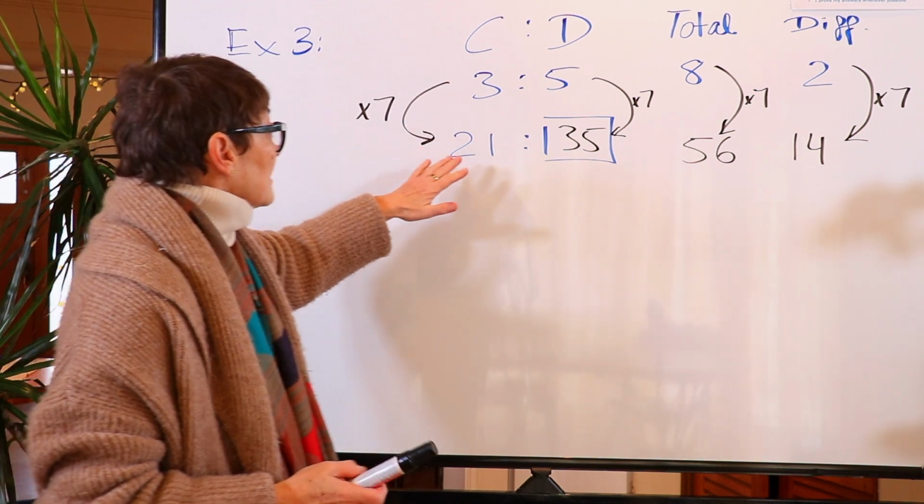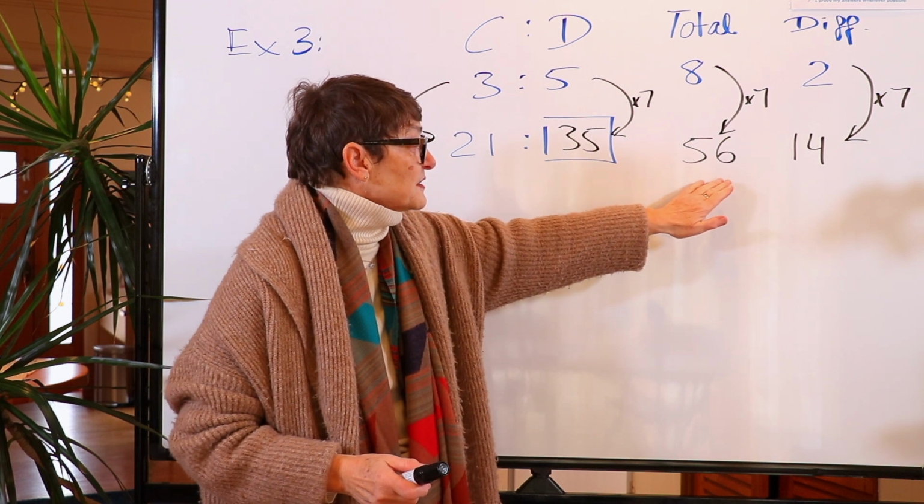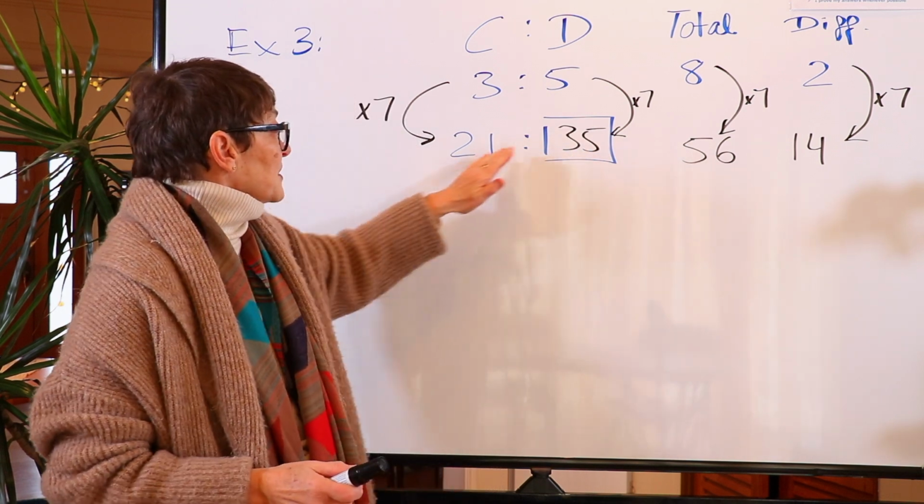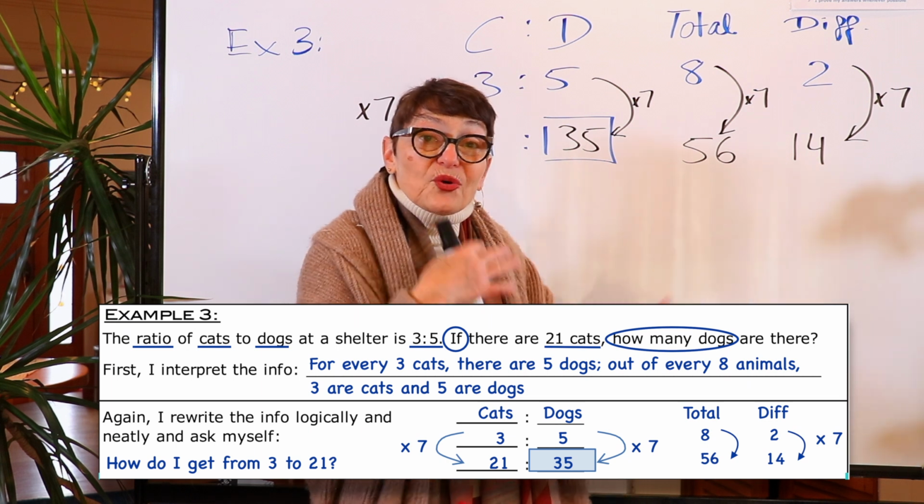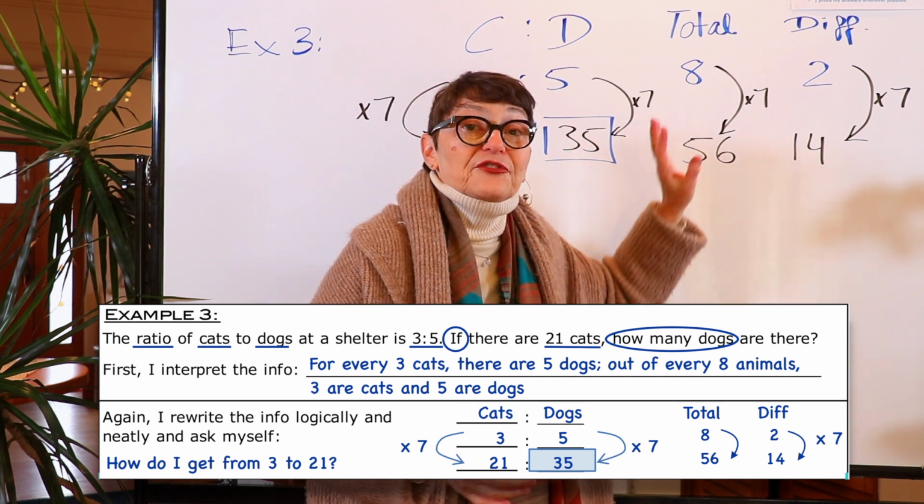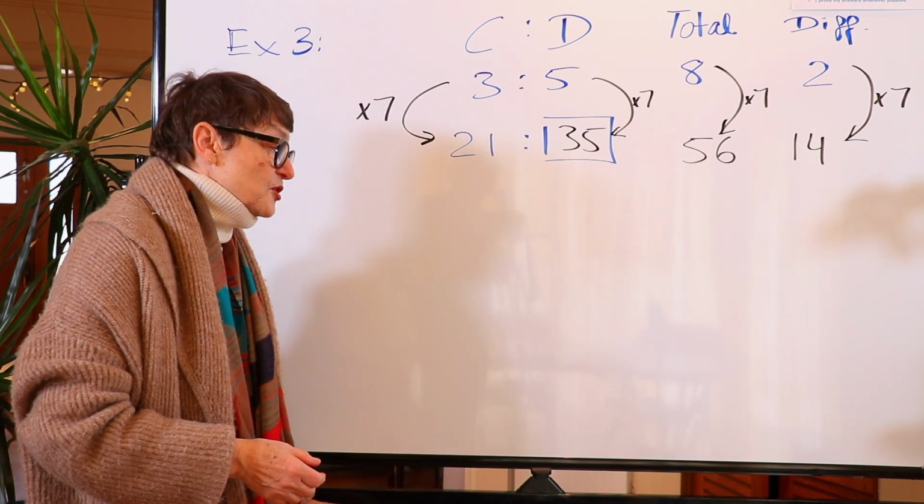And if you do that, you see 21 plus 35 indeed is 56. And the difference between 35 and 21 indeed is 14. So there's a lot you can derive from this one piece of information that is given. And that is really cool about that.